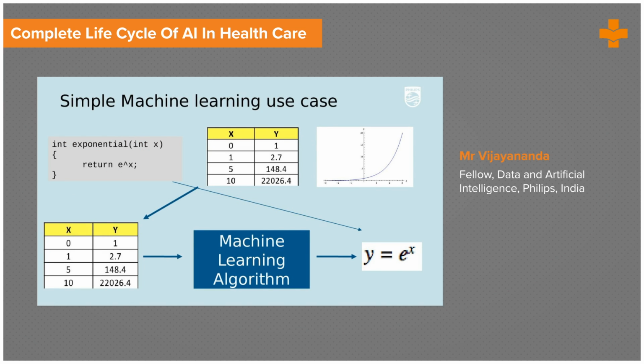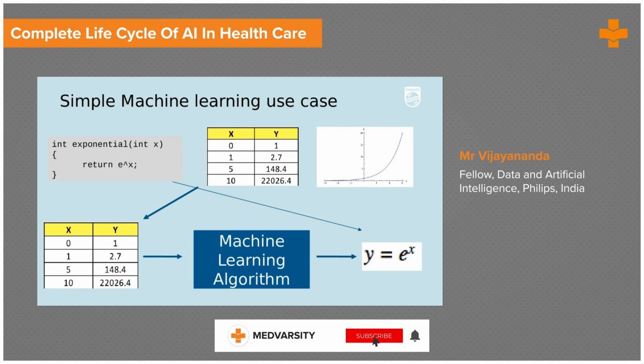Well, if you see this particular slide, it talks about a very simple use case of what machine learning is all about. At the top, you see a normal software program wherein, given an input X, it is giving me some output Y. And in that function, exponential, you see that it's a simple statement of saying, hey, return e to the power of X. And then if I plot the graph on the right-hand side, you see this kind of a curve coming out.